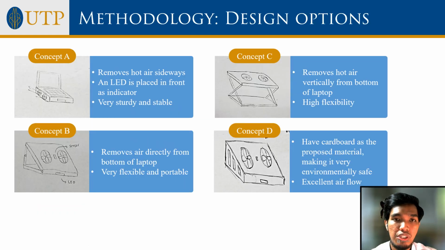Alright, so from the research and the investigation that we did, we have come out with 4 design options, which are concept A, B, C, and D. Each of the concepts has its own idea behind it. For concept A, the main idea is to remove the hot air inside. For concept B, it removes air directly from the bottom of the laptop. For concept C, it removes air vertically from the bottom of the laptop. And concept D mainly focuses on having cardboard as the proposed material, making it very environmentally safe and having excellent airflow. These are the 4 options that we have come up with for our project.